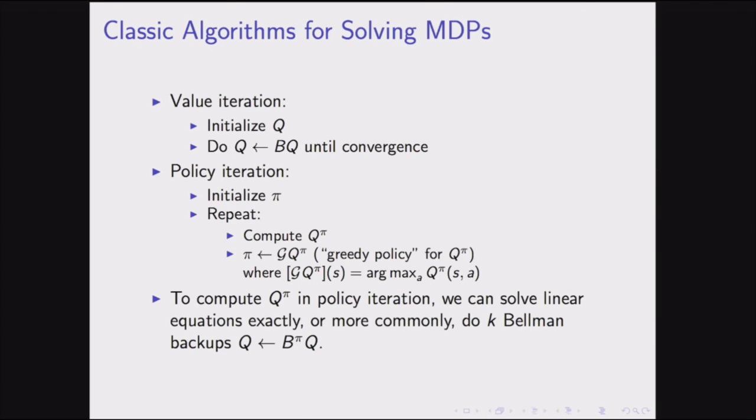I didn't say anything about how you compute Q pi. One way to do it is to compute it exactly, because the Bellman equation for Q pi is a linear system of equations. So often you can just solve it exactly. More commonly, if you have a large-scale problem, you might not be able to solve this system. So what people often do is a finite number of Bellman backups, which doesn't exactly converge on Q pi, but gives you something that's approximately Q pi.